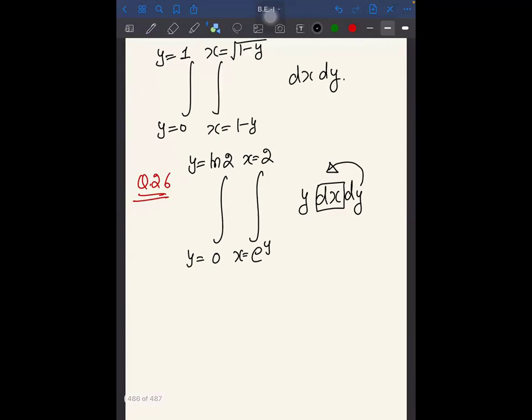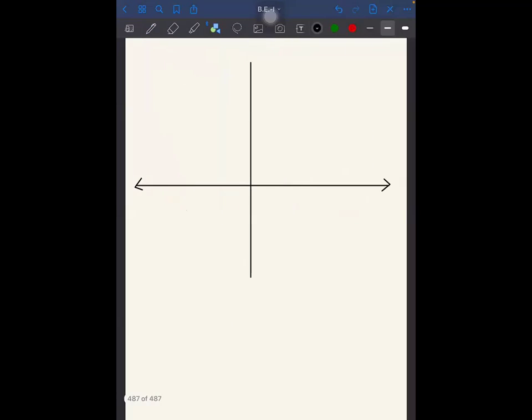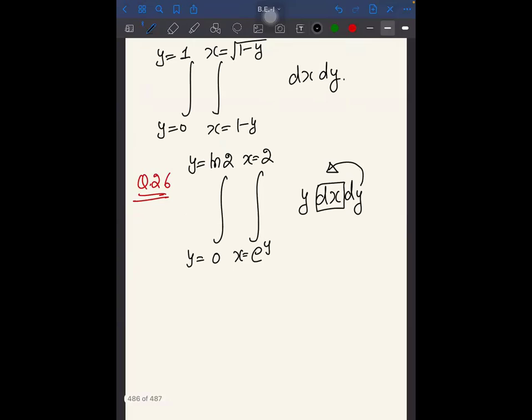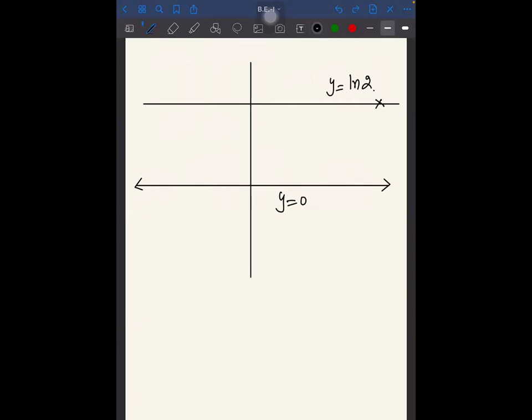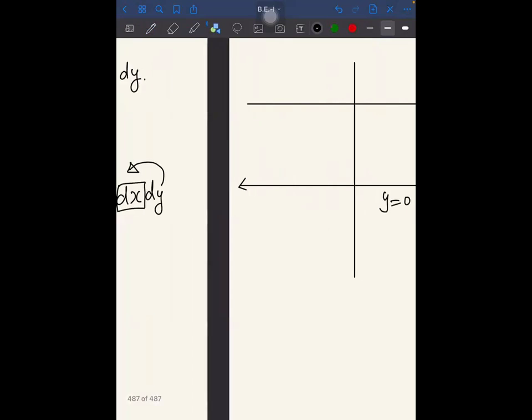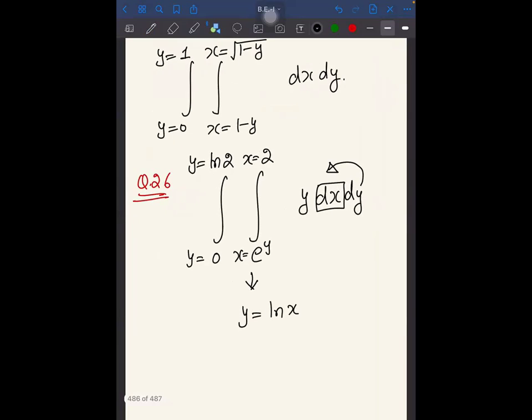So y runs from 0. This line would be parallel to the x-axis. So y runs from 0 to ln 2, let's say somewhere here. So this is your y equal to ln 2, and next is x equal to e^y. So from here your y is ln x. Let me mark this thing over here. Why? Because if you put x equal to 2, your y would be what?